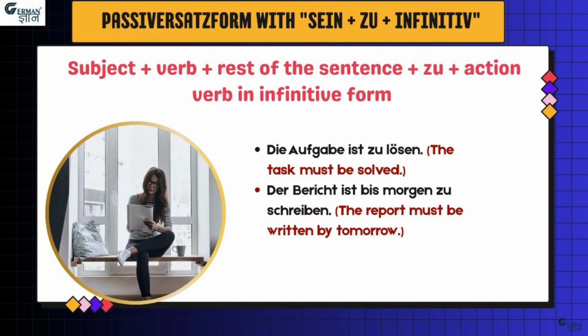Then again passive Ersatzform with sein plus zu plus infinitive. So the structure is that first you write the subject, then the verb, then the rest of the sentence, then zu, and then the action verb in the infinitive form. So what you have to remember is that you have to write the verb sein in the second place, and with sein you can write any other action verb in the infinitive form at the end of the sentence, but remember that before it you have to place zu. For example, die Aufgabe ist zu lösen means the task must be solved. Another example is Der Bericht ist bis morgen zu schreiben, which means the report must be written by tomorrow.